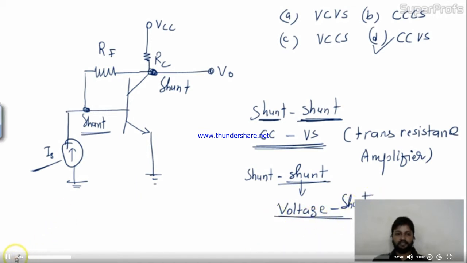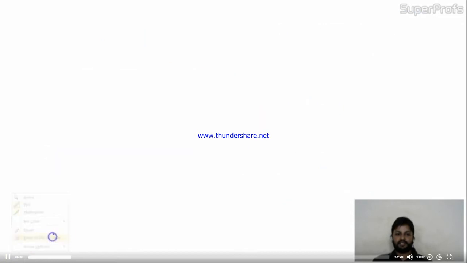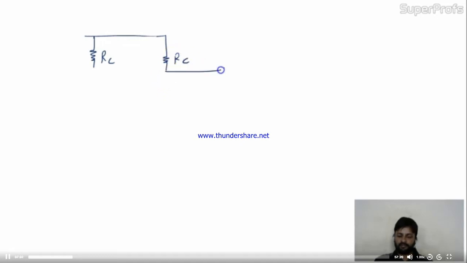Okay, friends. Now let's check another one. The circuit is given, RC. This is a two-stage BJT. V0. Over here, it's grounded.